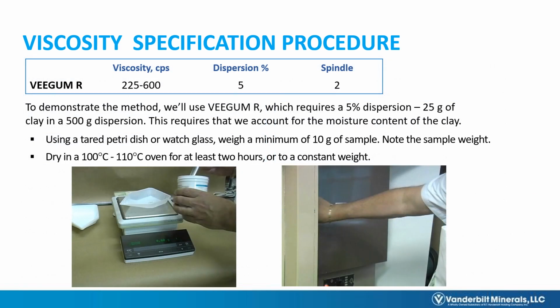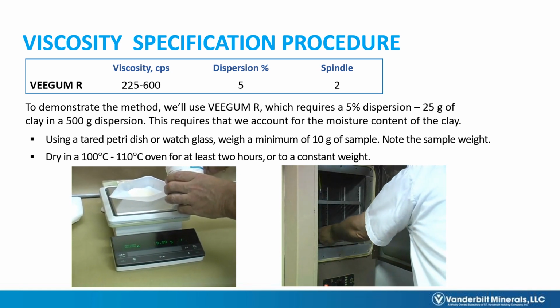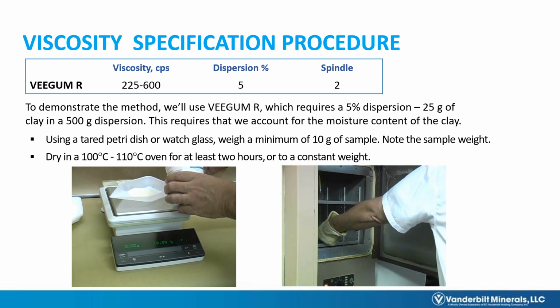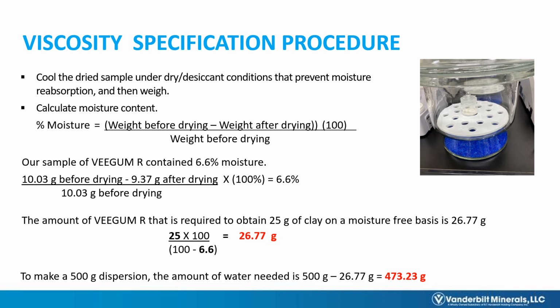To demonstrate the test method, we will use VEEGUM R, which requires a 5% dispersion. That is, 25 grams of clay in a 500-gram dispersion. This requires that we account for the moisture content of the clay. Using a tared petri dish or watch glass, weigh a minimum of 10 grams of sample. Note the sample weight. Dry in a 100 to 110 degrees Celsius oven for at least 2 hours, or to a constant weight. Cool the dried sample under dry, desiccant conditions that prevent moisture reabsorption, and then weigh. Calculate the moisture content, as shown, and then the amount of water needed for a 500-gram dispersion.